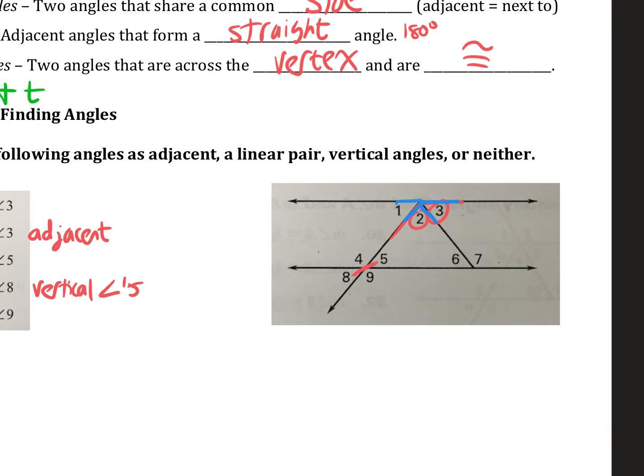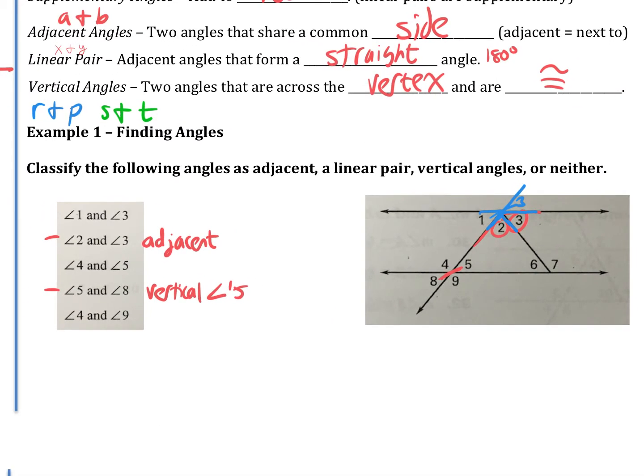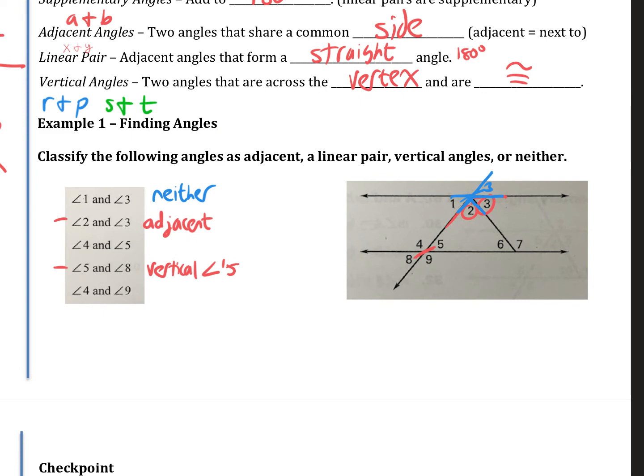They're actually not. If you were to extend 1, 3 should be up here. These are across the vertex. These are actually not vertical angles. If you said vertical angles, I tricked you, and I do apologize. This is going to be neither. They're not adjacent. They're not a linear pair. They're not vertical angles either.